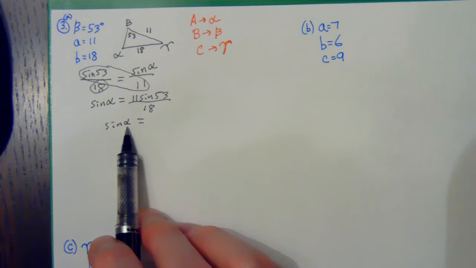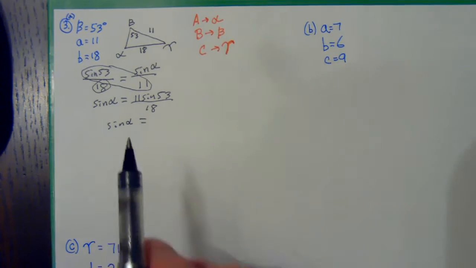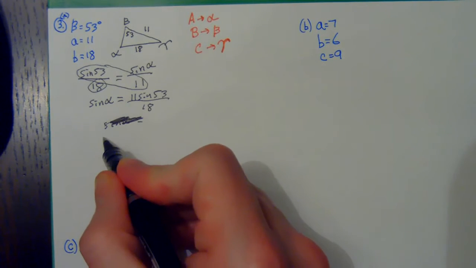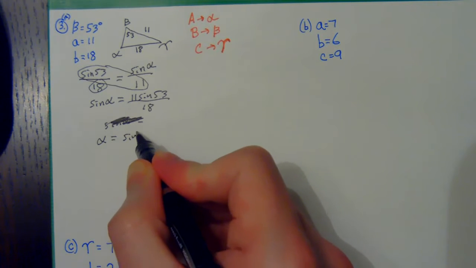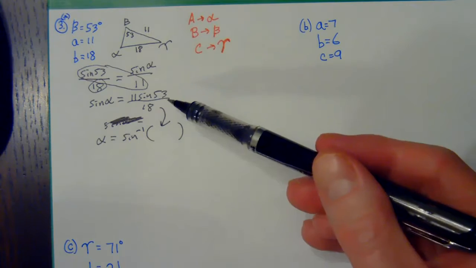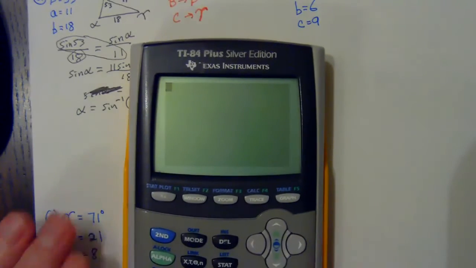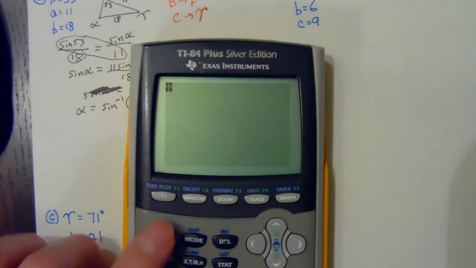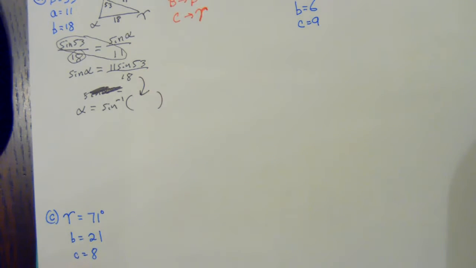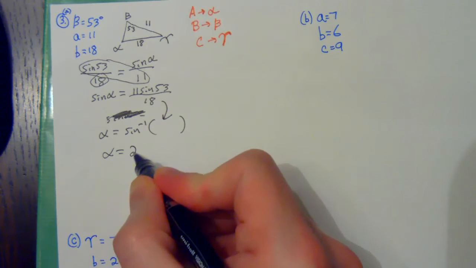Now remember, when you don't know that actual angle, what you're going to do to find the angle is hit the inverse sine button in the calculator. So you're going to do the inverse sine of that right there. Make sure your calculator is in degree mode, and then you hit second sine, and then you just type in 11 sine of 53, close that angle, divided by 18, close that. That's going to give us 29.21. And everything's to the nearest hundredth, so we're going to go 29.21 for angle alpha.